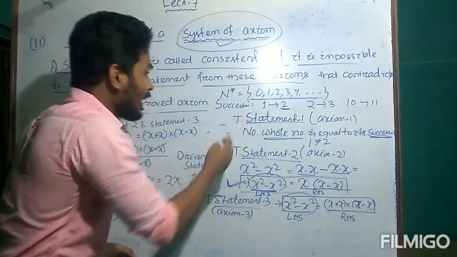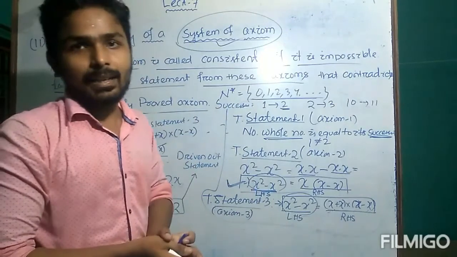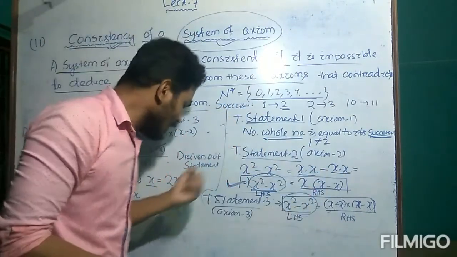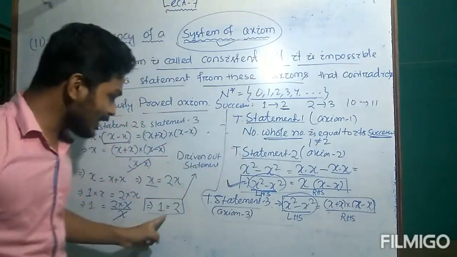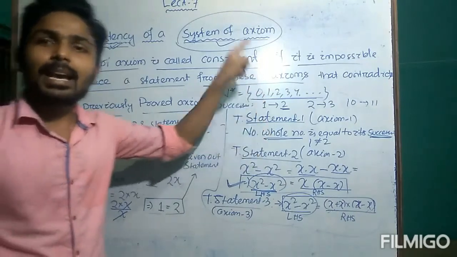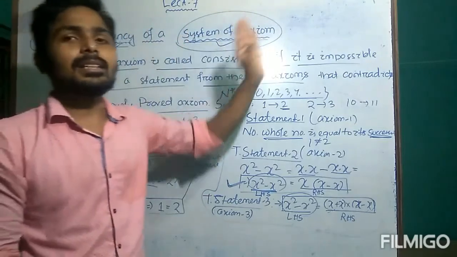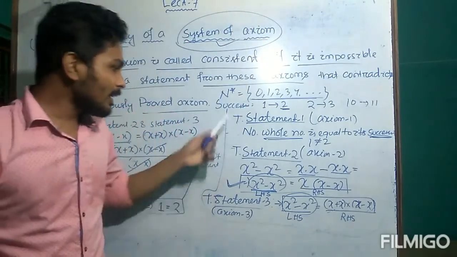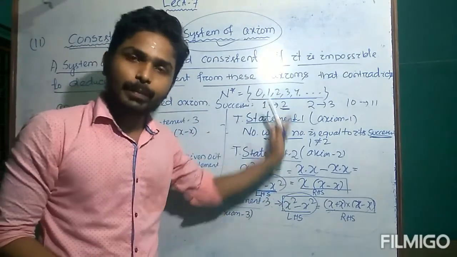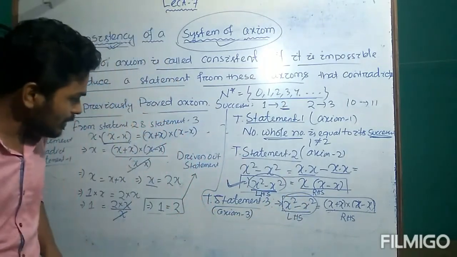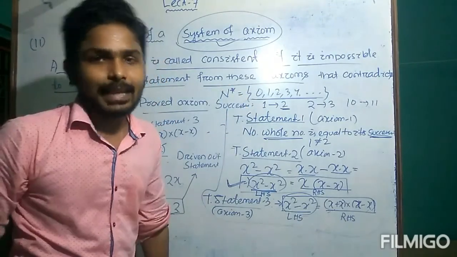Hence such a type of axiom or system of axioms is called inconsistent. But if this statement proves this statement, then it is called consistent. Since it doesn't prove this statement, it is an inconsistent statement. So this is the difference between consistent and inconsistent statements. In a consistent system, the deduced statement should prove all those previous statements. But in case of an inconsistent system, it doesn't prove the previously proven statement. Understood?